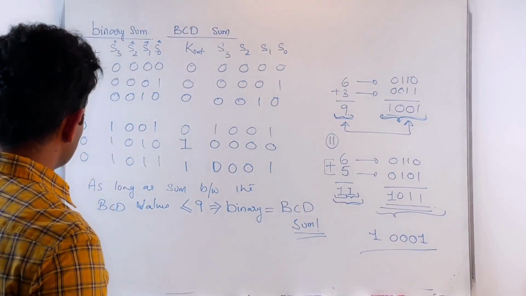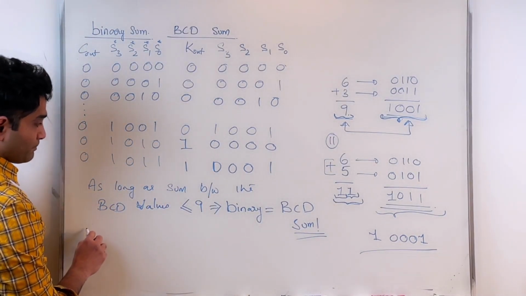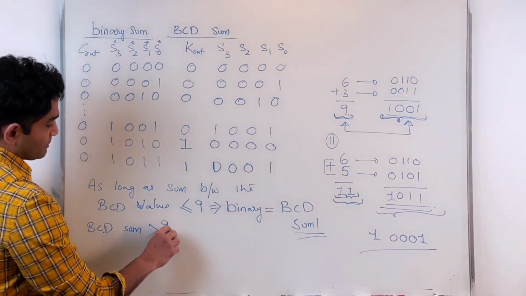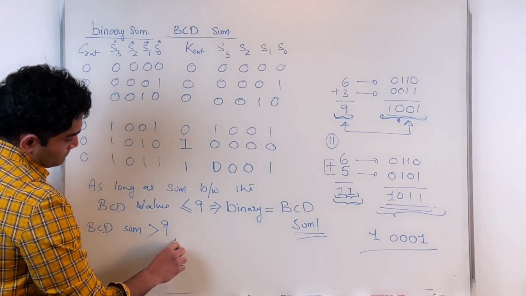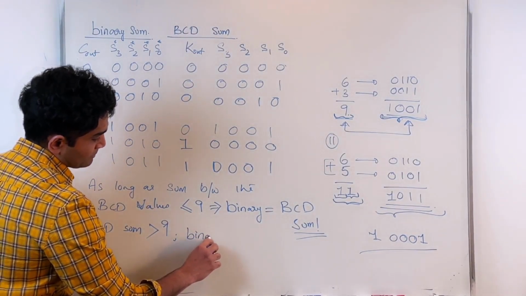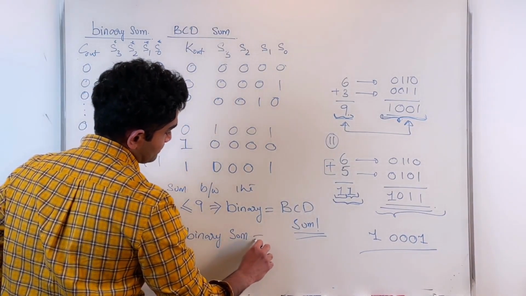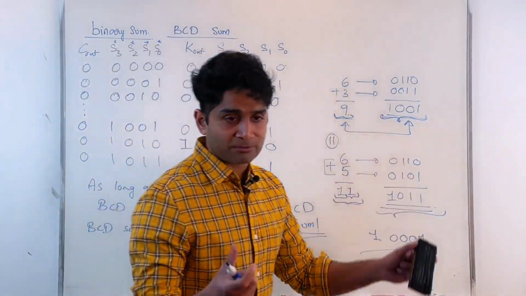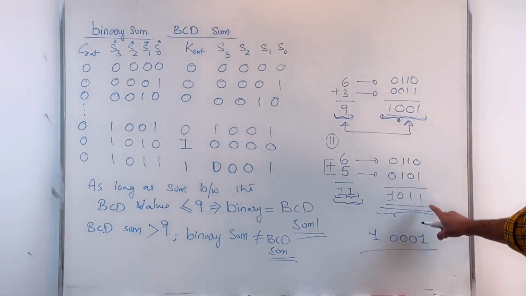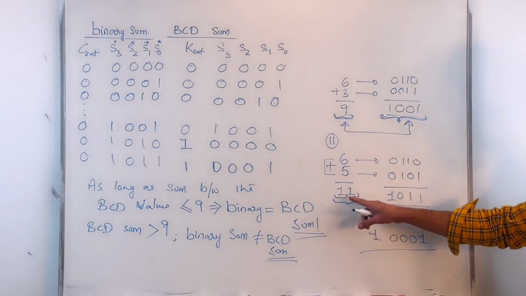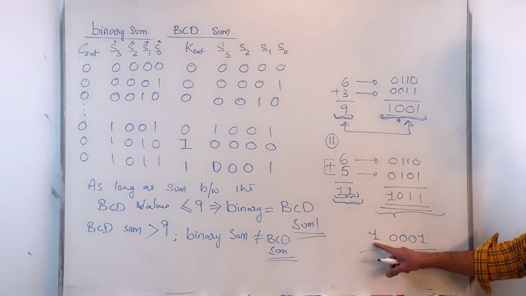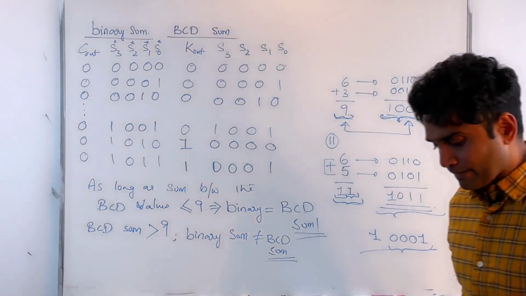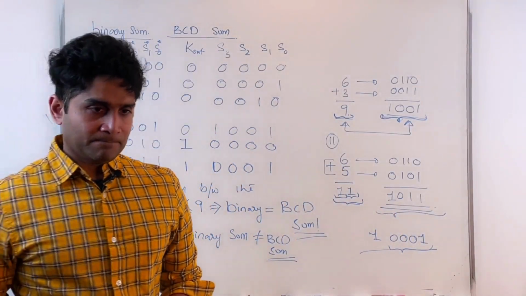Perfect. It changes now when my BCD sum is larger than 9, then my binary sum is not equal to BCD sum, or at least it's not in the right format. The binary sum value itself is right. This is 11, but it's not in the right format. The right format should have been a carry out of 1 followed by 1, right? Okay.